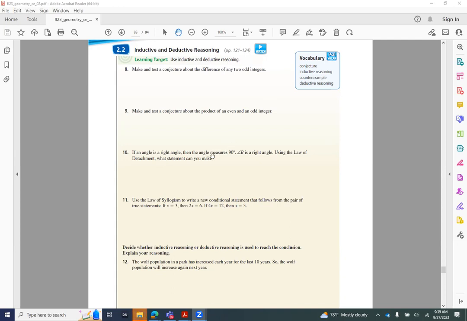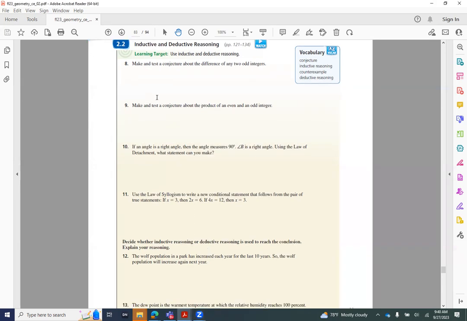We did not focus on law of syllogism, which is also known as chain rule, or law of detachment. Again, they're two laws that are pretty easy to understand, but I will not be asking any test questions about those two laws because they're not something that we have to cover anymore. But let's go ahead and talk about all the questions here.